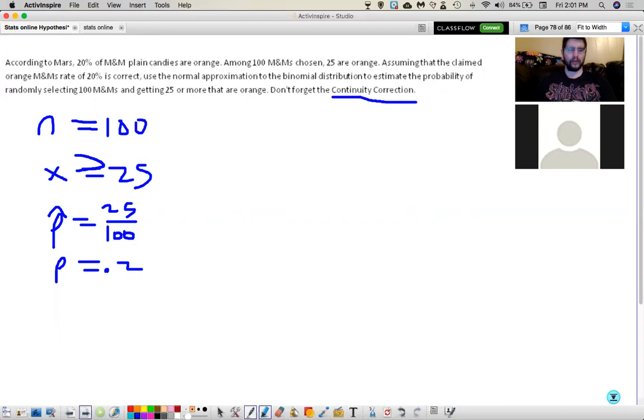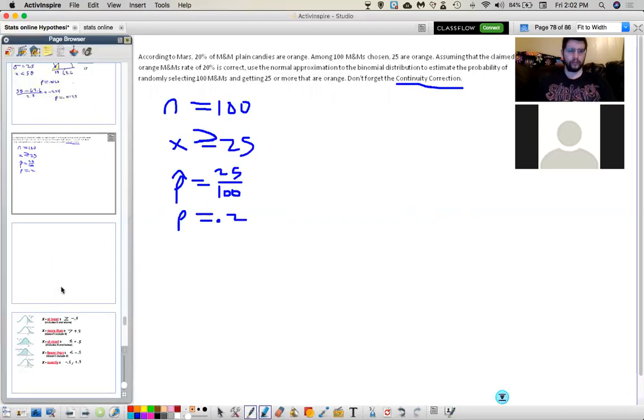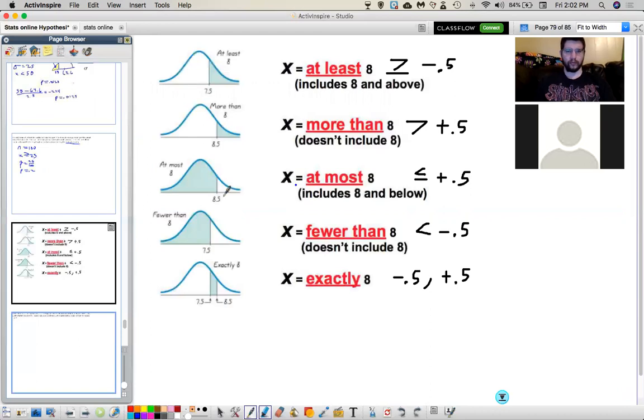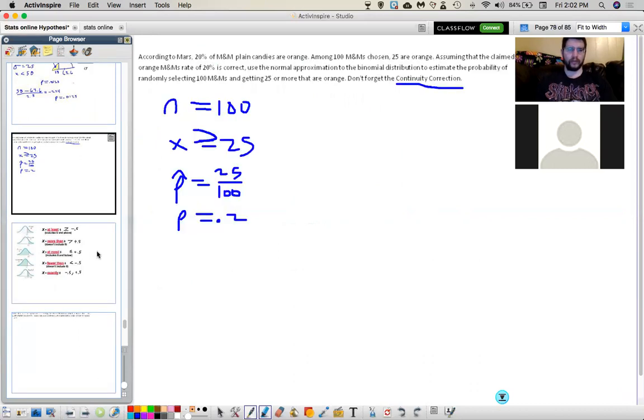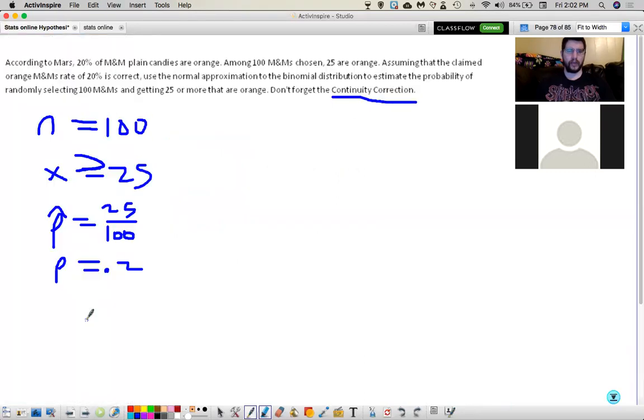So if we look at our continuity correction, if it's greater than or equal to, we have to subtract 0.5. So right here, instead of using x is 25, we're actually going to use 24.5. That's going to be our lower bound, because remember, we're turning this into a normal distribution. That's going to be our lower bound. Our upper bound is going to be infinity.